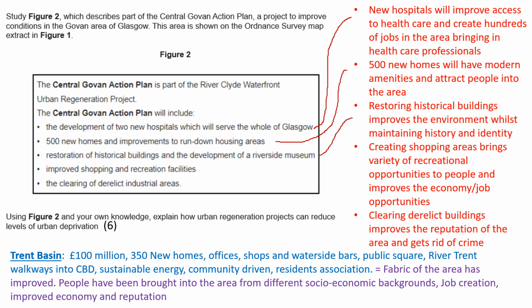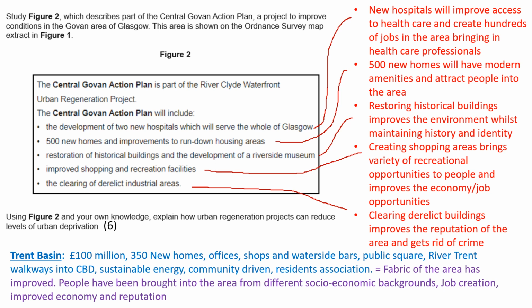The next bullet point, improving the shopping and recreation facilities. Well, that will create shopping areas which will bring a variety of recreational opportunities to the people that live there, and it will improve the economy because people will be spending money, so it will lead to a multiplier effect. Also, it will create loads and loads of jobs working in those shopping and recreational areas. And the final bullet point, the clearing of derelict industrial areas. Clearing derelict buildings will improve the reputation of the area and it will get rid of crime.